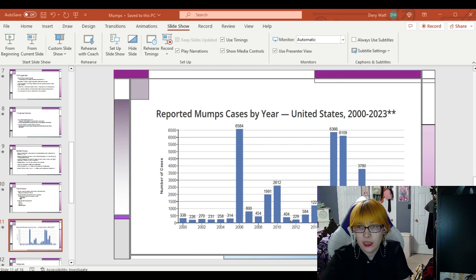Sorry, I got those slides out of order, but I included a picture of reported cases in the US from the year 2000 to now. So you can see that aside from those couple of big outbreaks, it's usually fairly low. There's a couple hundred cases a year, which, considering how many people live in the USA, is not many at all.